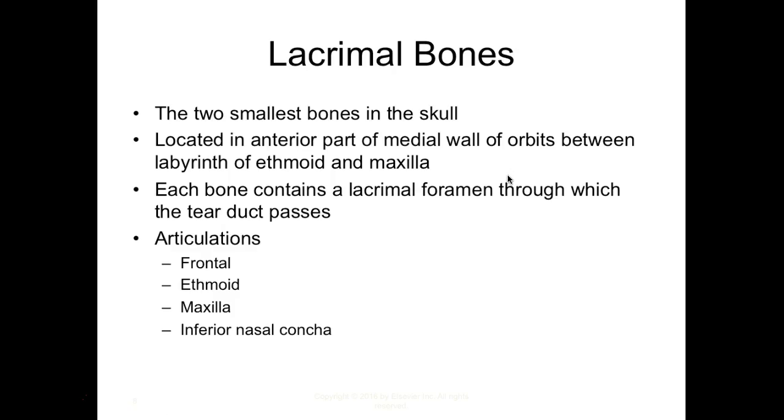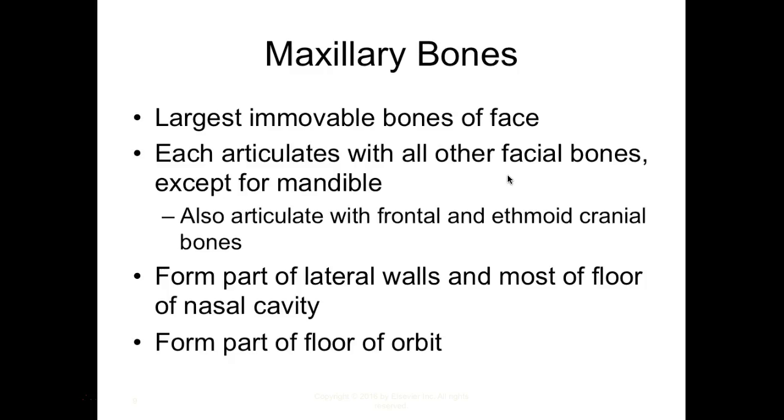So your lacrimal bones, they're the two smallest bones in the skull, located in the anterior part of the medial wall of the orbits between the labyrinth of the ethmoid and the maxilla. Each bone contains a lacrimal foramen through which your tear duct passes, so that's where you cry from. The articulation, so it communicates with the frontal bone, ethmoid bone, maxilla, and inferior nasal concha, so quite a few.